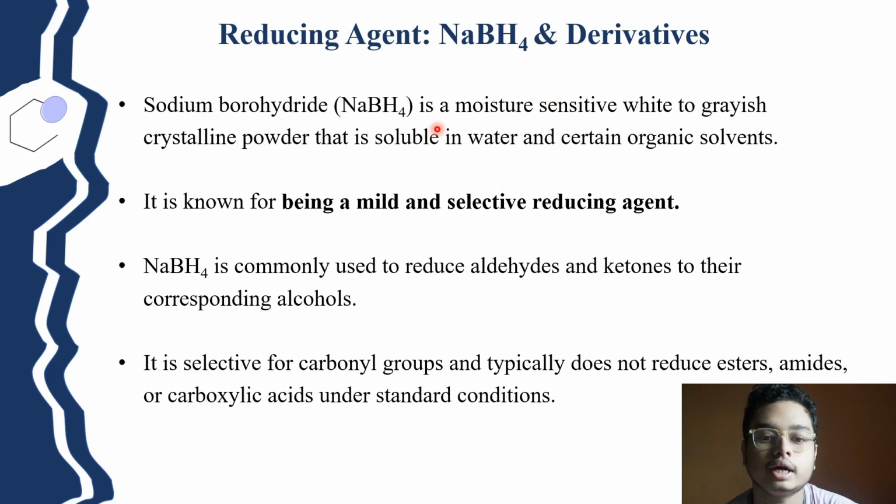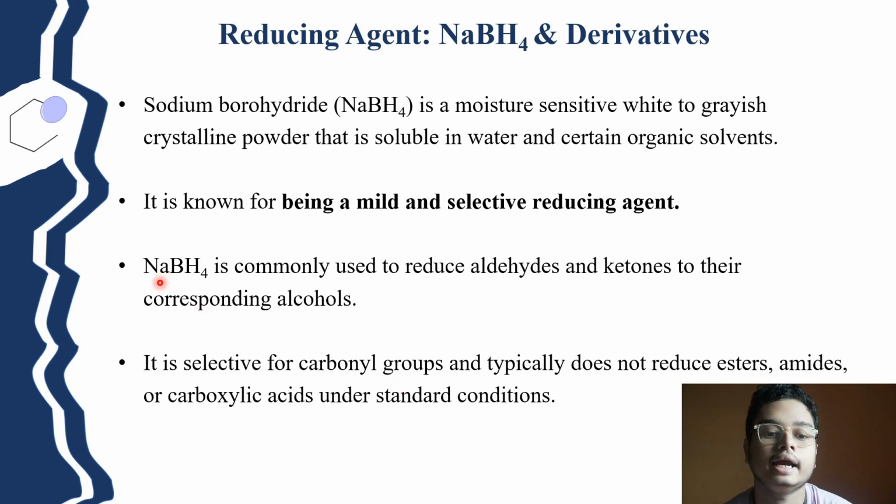Sodium borohydride is a moisture sensitive reagent. Its physical property is that NaBH4 is a white to grayish crystalline powder, and it is soluble in water and certain organic solvents. Sodium borohydride is known for being a mild and selective reducing agent. Like we already discussed about chemoselectivity, chemoselectivity takes an important part in NaBH4 based reduction.